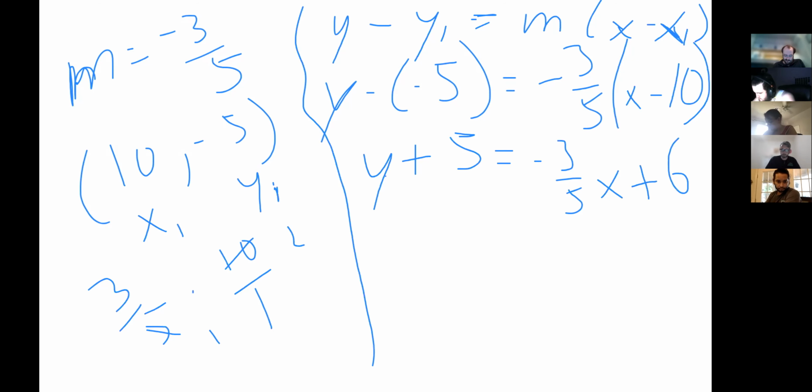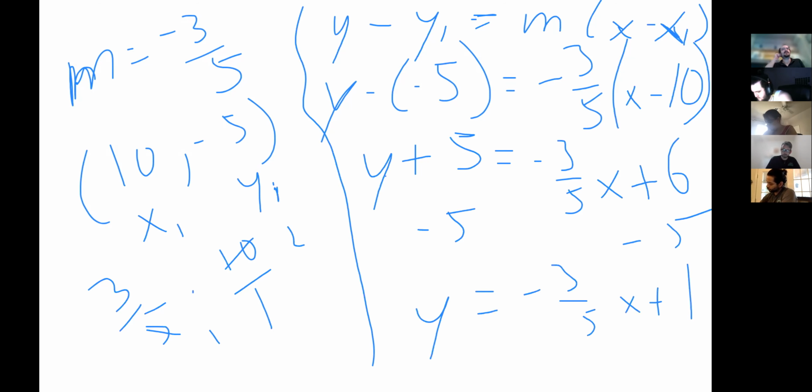Then you have to subtract 5 from both sides. Yep. And we're almost there. And it gives you negative 3/5 x plus 1. Looks like it. Are there questions about this one?